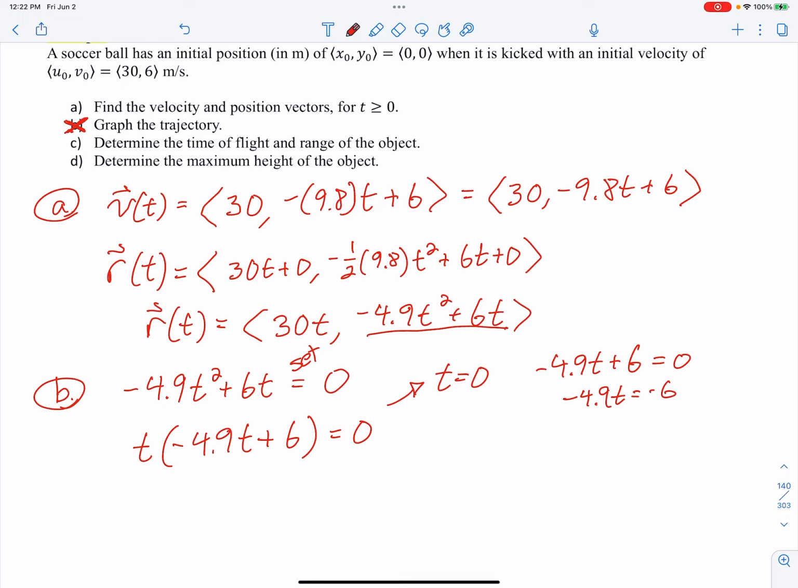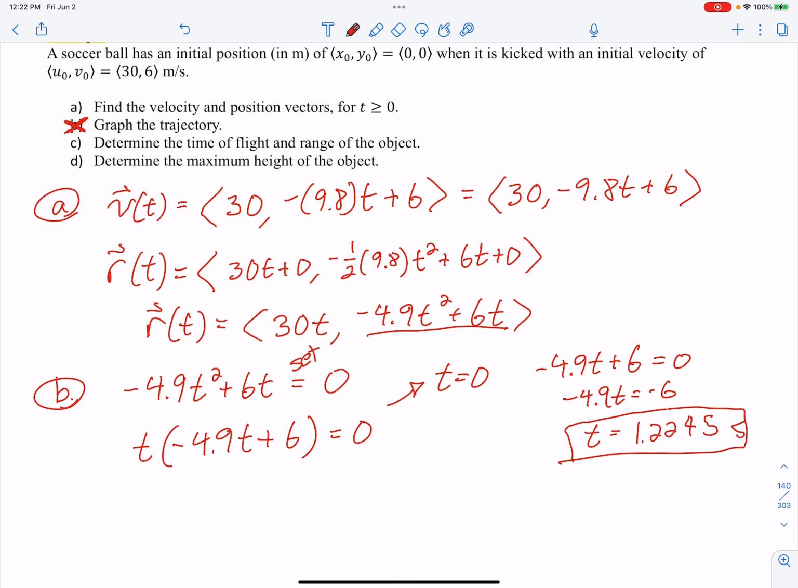Let me grab mine. All right, 6 divided by 4.9. Okay, so t is equal to 1.2245, and this was in seconds. Okay, so that is the time of flight. Time of flight is right there.